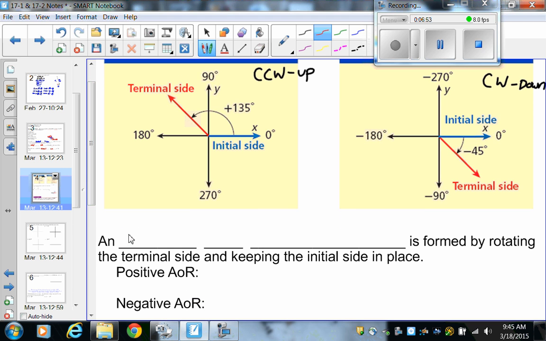And an angle of rotation is formed by rotating the terminal side and keeping the initial side in place. Positive is when you go counterclockwise, and negative is when you go clockwise.